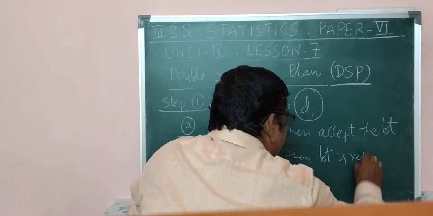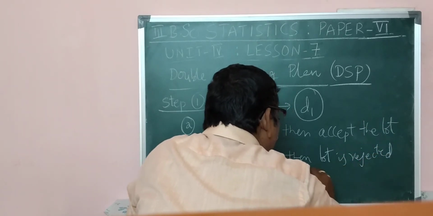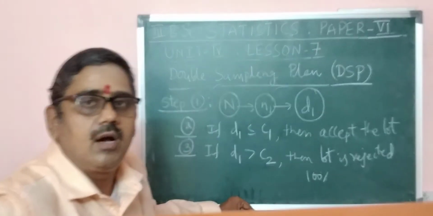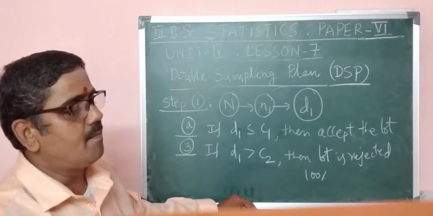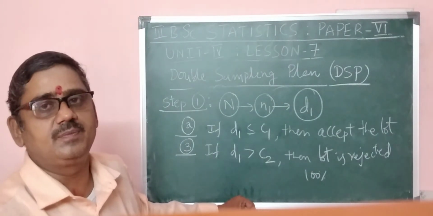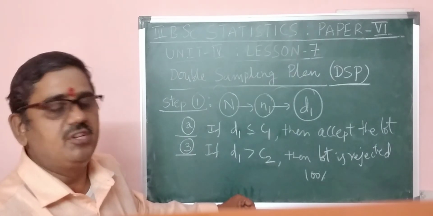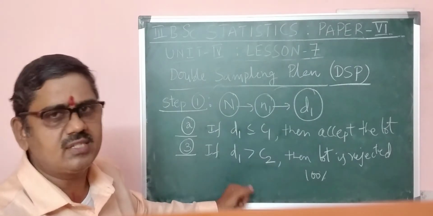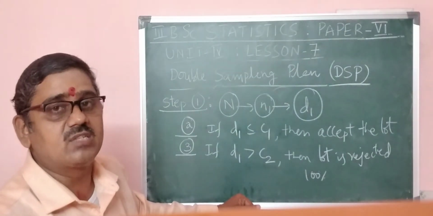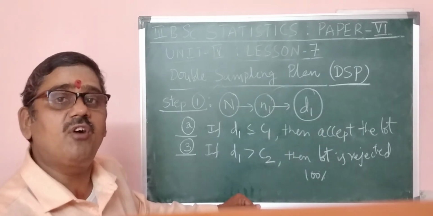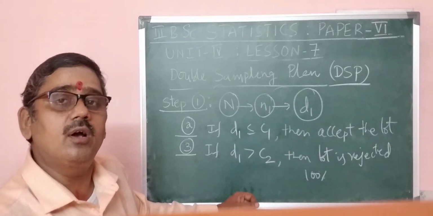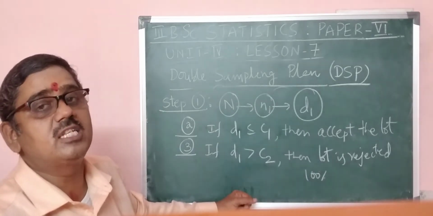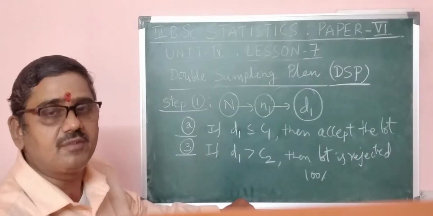The lot is rejected and 100% inspection is to be called. That is, we have to go for 100% inspection, which means whatever defective items there are are to be replaced with good ones, non-defectives, and we have to inspect the entire lot. The entire lot is going to be inspected. That is the meaning of 100% inspection.